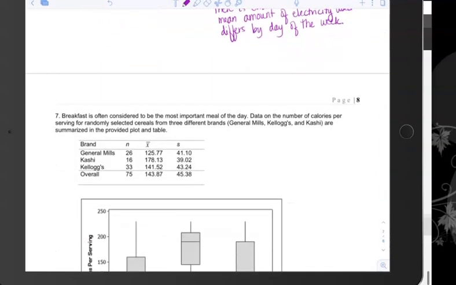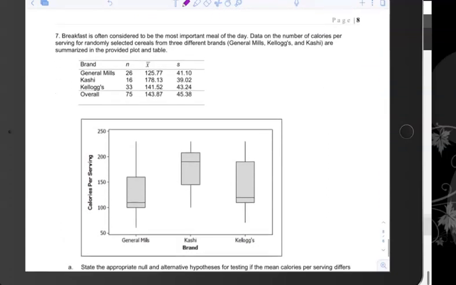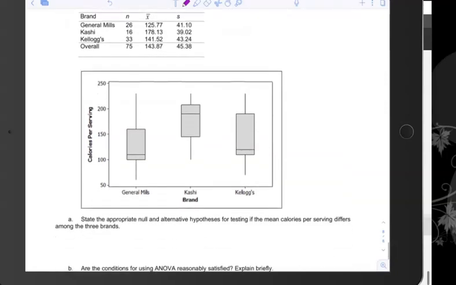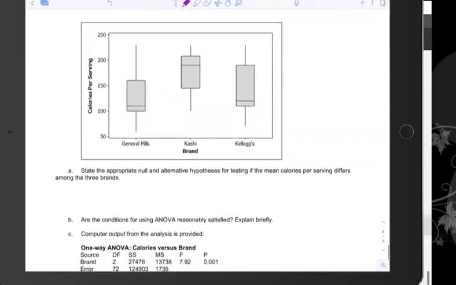Okay, and let's look at one last problem. Breakfast is often considered to be the most important meal of the day. Data on the number of calories per serving for randomly selected cereals from 3 different brands are summarized in the provided plot and the table. State the appropriate null and alternative hypotheses for testing if the mean calories per serving differs among the 3 brands.